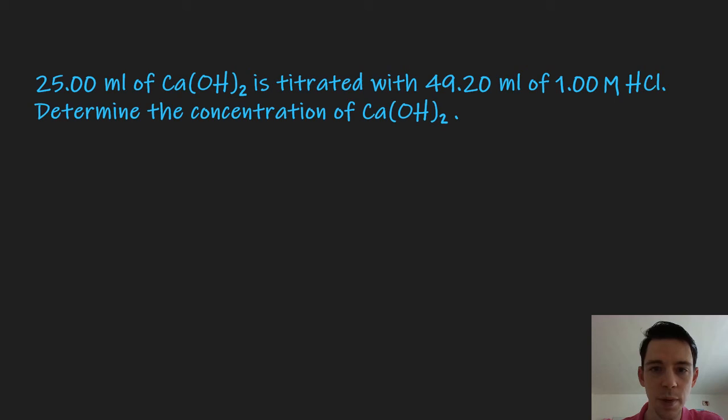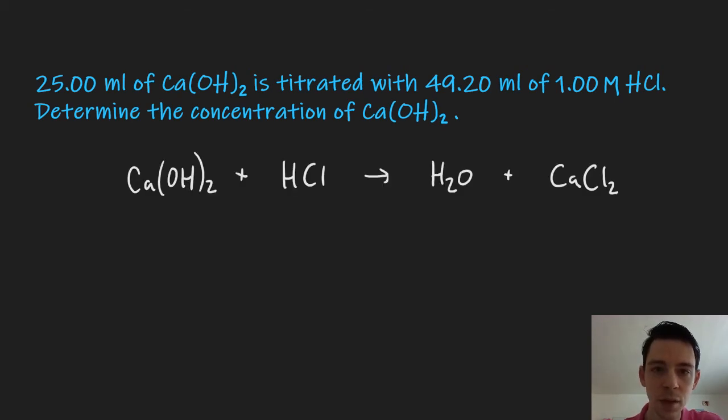So let's start by writing a balanced reaction equation. Hydroxides react with acids to produce water and a salt. In this case, our reaction is unbalanced. We'll need to add coefficients of 2 onto the acid and the water to balance the expression. I'll label HCl, our acid, A, and I'll label our base, calcium hydroxide, B.